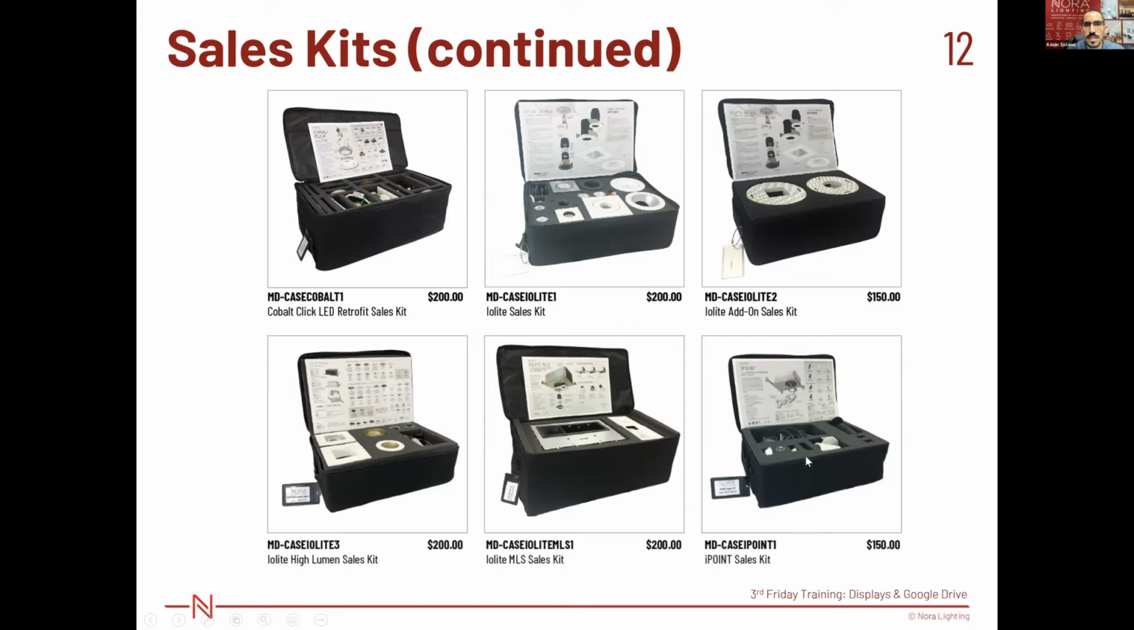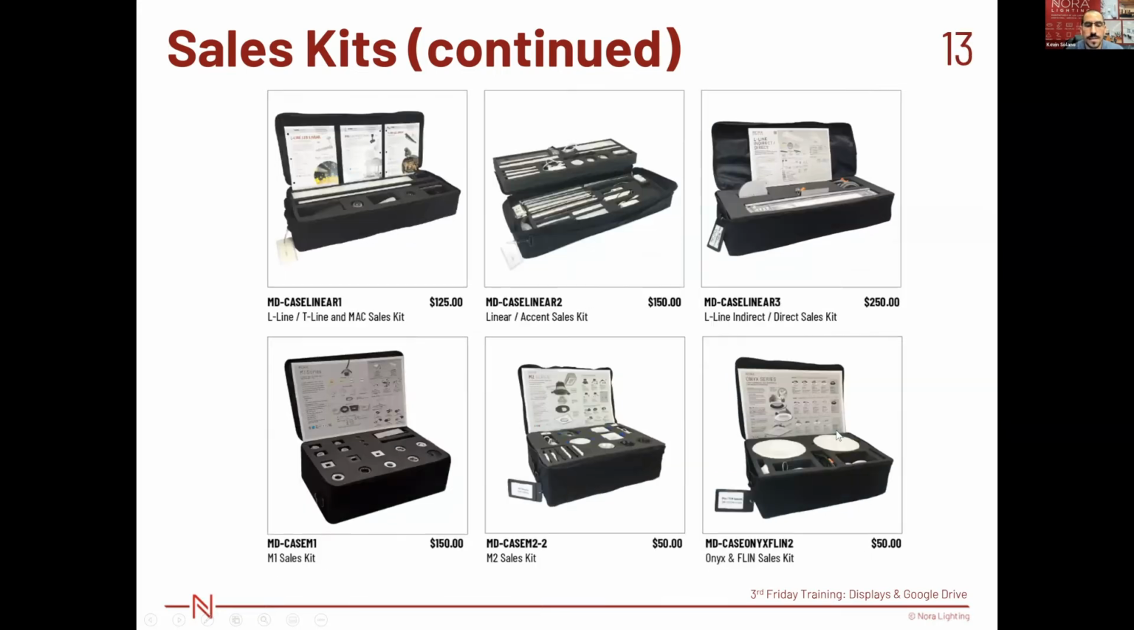So what this includes is a housing to show the customer that this monopoint requires a housing in the ceiling. It'll show you one of each iPoint in there. More cases that we have are the linear. And this case linear 1, you have track and a T line in there. And then you also have the L line direct, the NLIN. This is the direct linear that can be suspended or surface mounted.